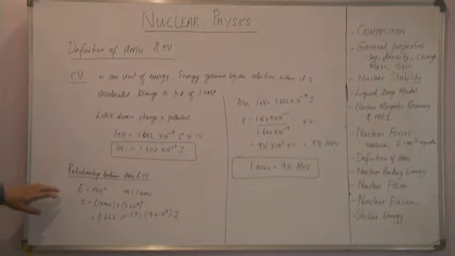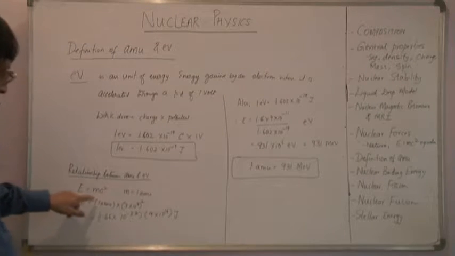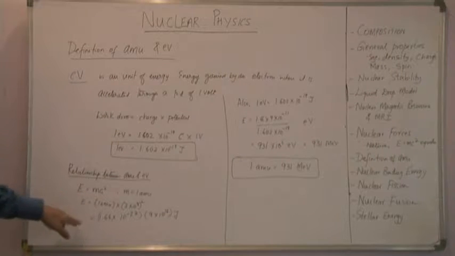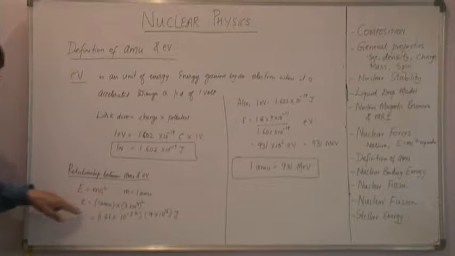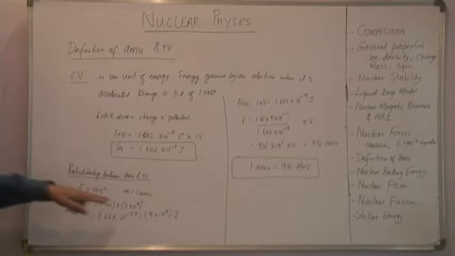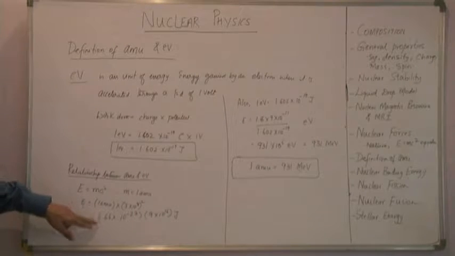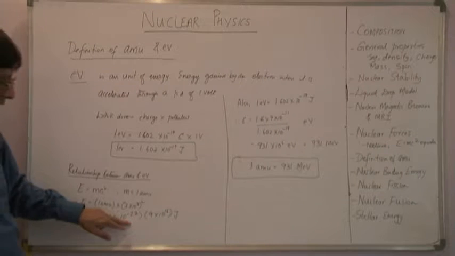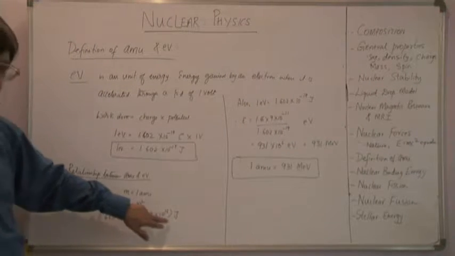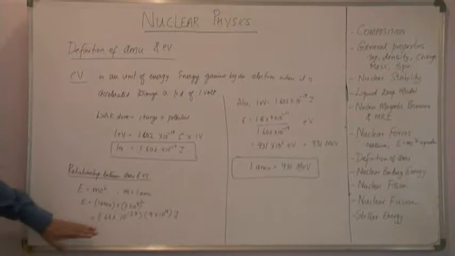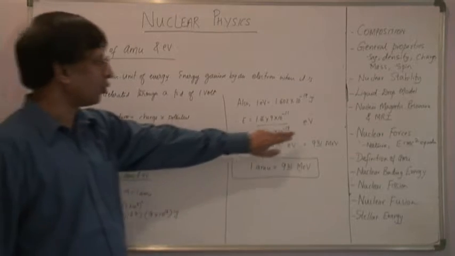So all I did was start off with the expression E equal to mc square. This is Einstein's equation giving the relationship between energy and mass. I assumed the mass to be one atomic mass unit because I want to find out the energy equivalent to one atomic mass unit. So when I substitute that, I get 1.66 into 10 to the power of minus 27 multiplied by c square, that is 9 into 10 to the power of 16 joules. Now I want to convert this to electron volt.